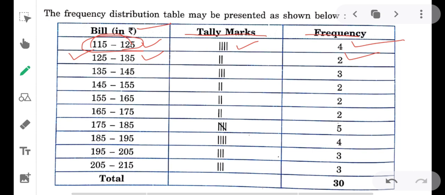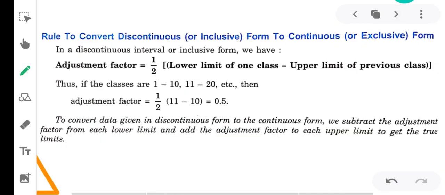So like that you have to find out the frequency of all this class interval. Then at last the total frequency will be 30. Clear? Next, the rule to convert discontinuous or inclusive form to continuous, that is exclusive form.